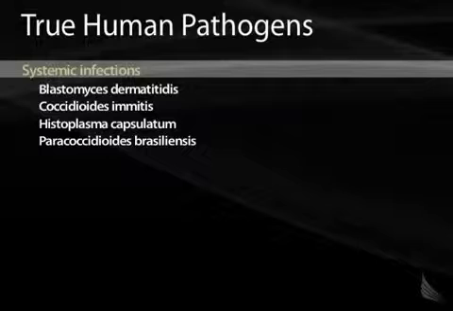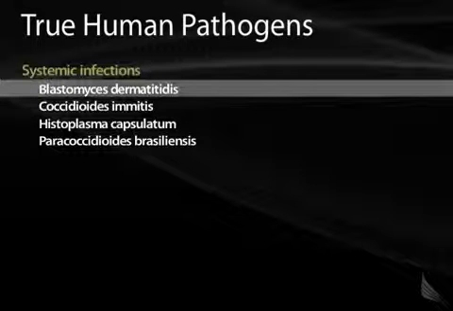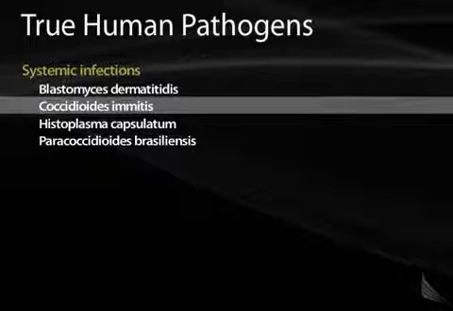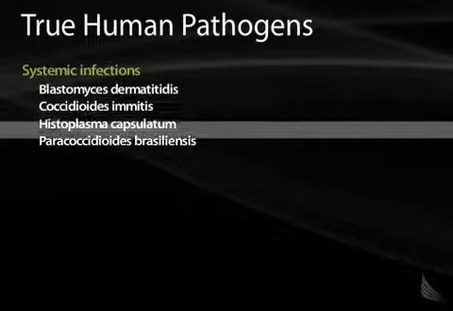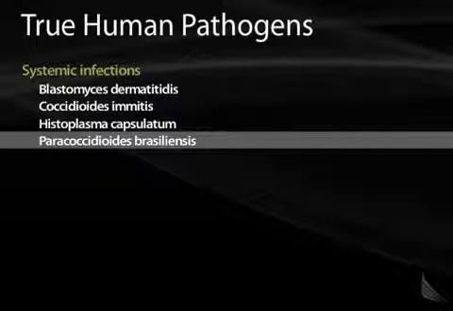Systemic infections caused by fungi include Blastomyces dermatitidis, Coccidioides immitis, Histoplasma capsulatum, and Paracoccidioides brasiliensis. All of these are dimorphic fungi.